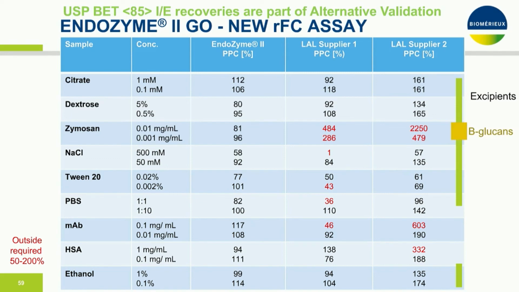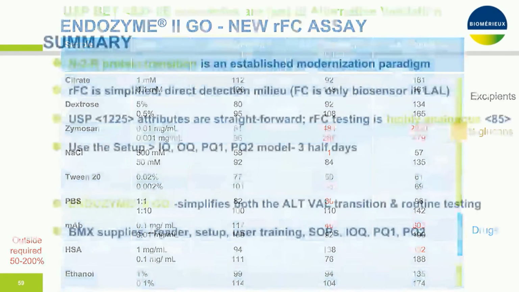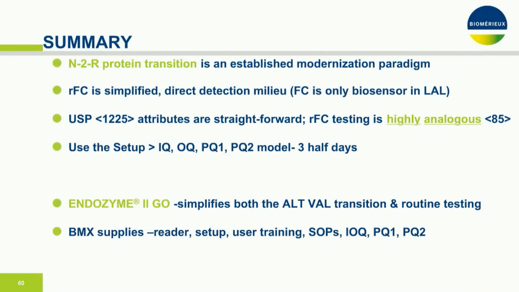also the beta-glucans, easy to demonstrate the trouble that it causes with LAL, and the fact that the RFC is ignoring the presence of the glucans. Drug products, here's a specific monoclonal and a human serum albumin, which is an addition to some drug products. So, it's gone pretty quickly.